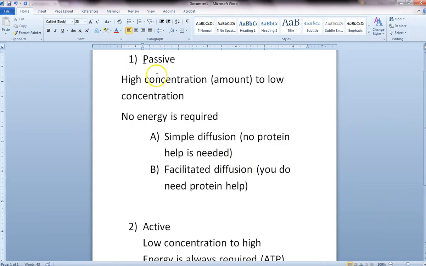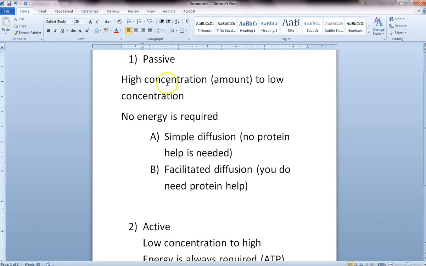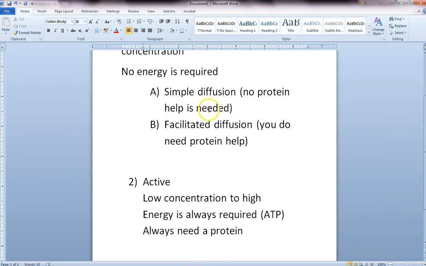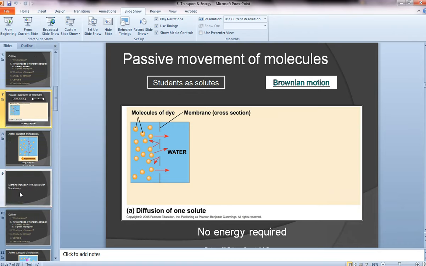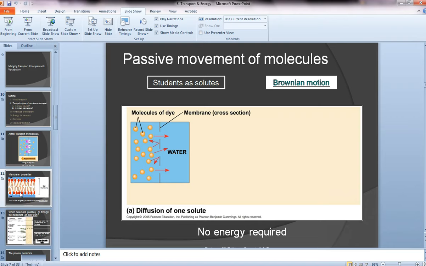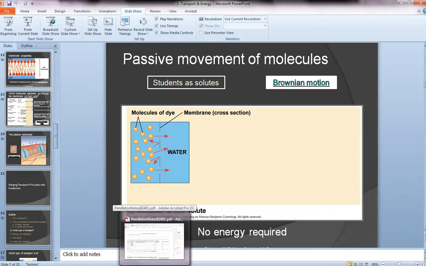Remember, if it is passive, these things are going on. Or you could do that backwards. If no energy is required, then it must be passive. Okay? And if energy is required, it must be active. Okay? So once you ask yourself about energy, then ask yourself about protein help and get it to the specific type that you're talking about. Okay. And so I believe those are the principles of transport there.